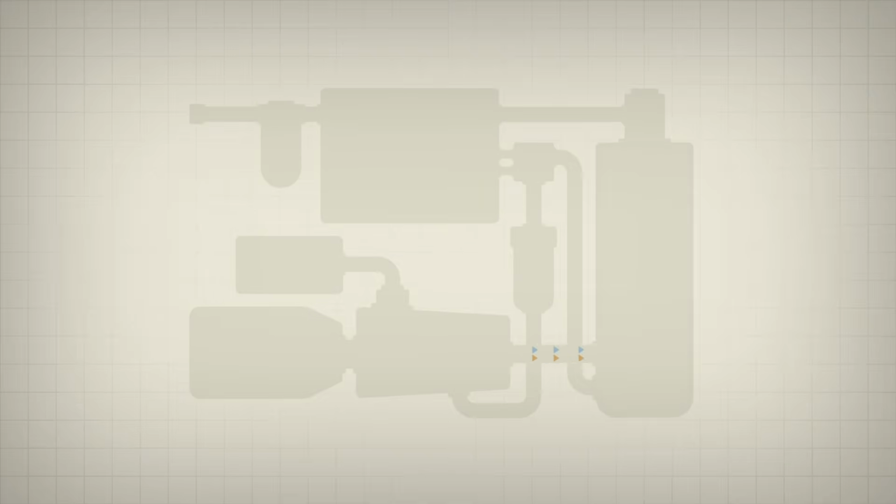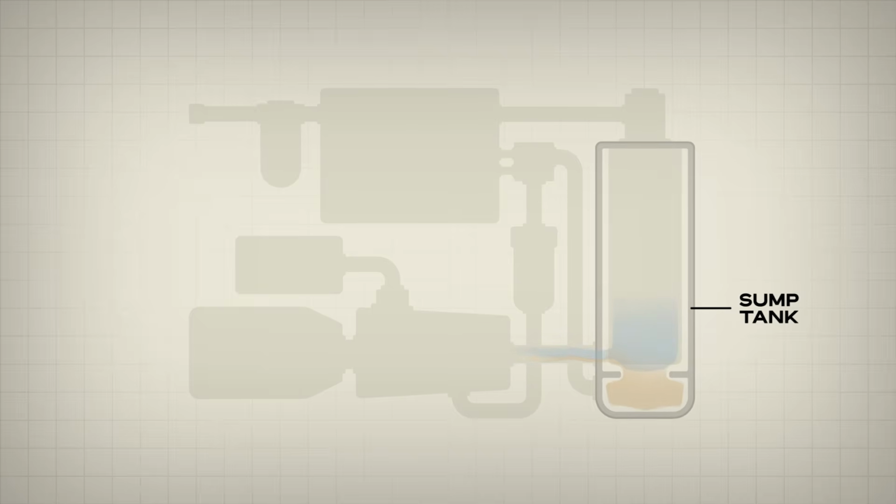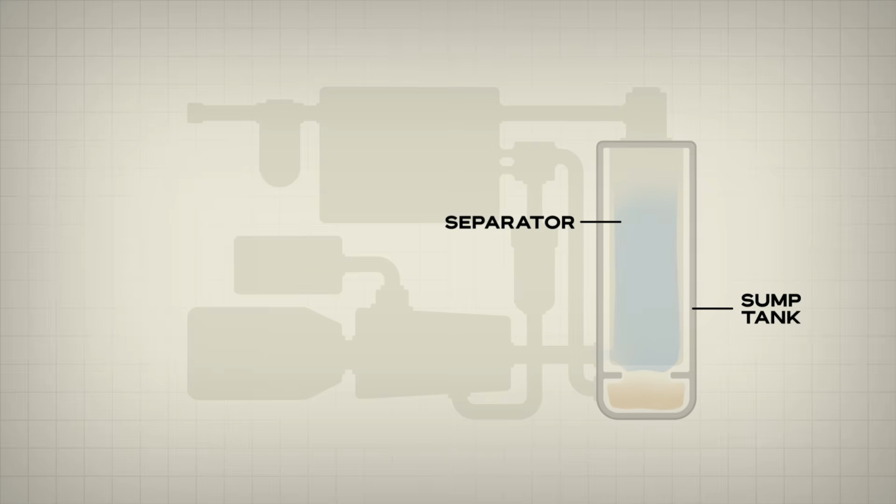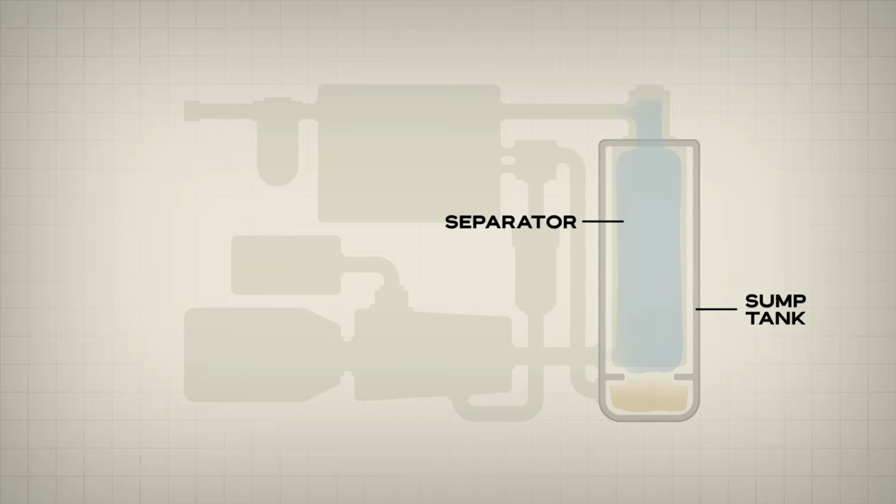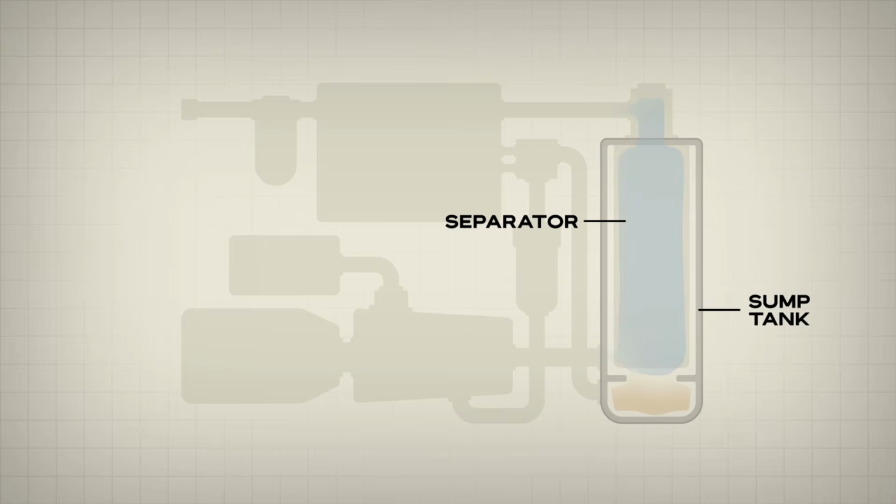The compressed air and oil mixture enters the sump tank, where separation begins. Most of the oil settles to the bottom, while the separator removes the remaining oil vapor from the compressed air. After separation, the air and oil continue along separate paths through the system. Let's start by following the airflow.